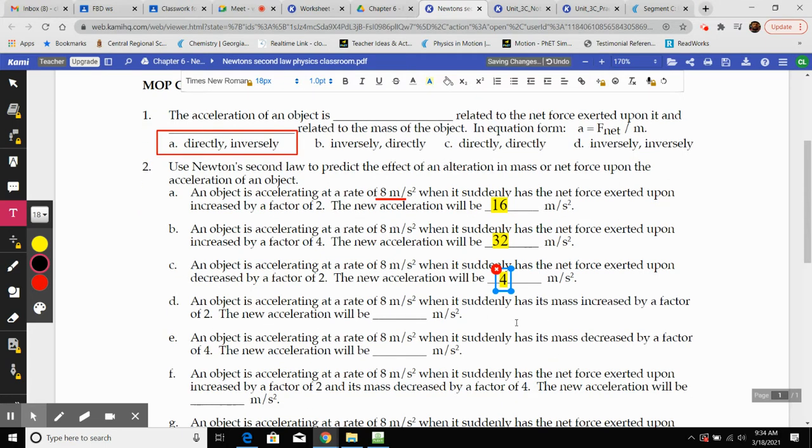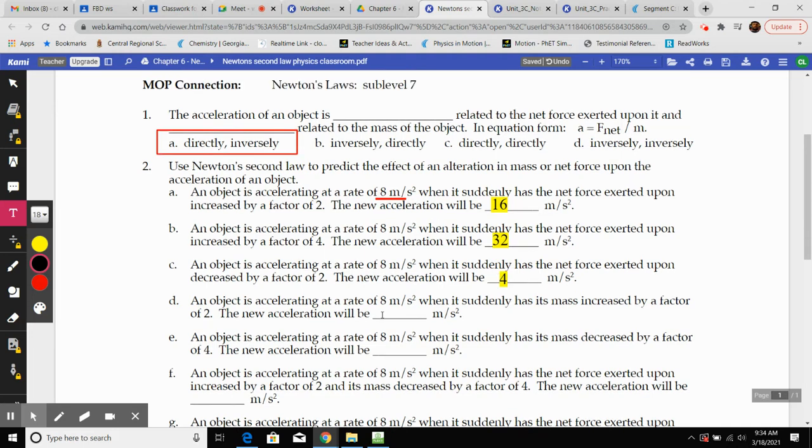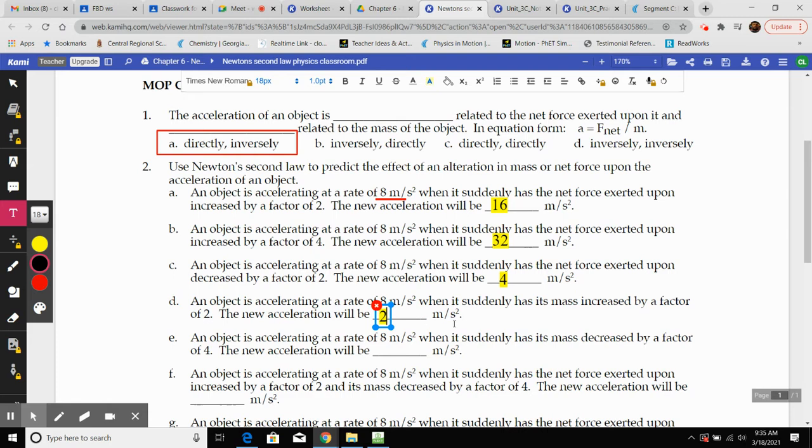Okay, the next one. Now the next one's talk about mass. So whatever happened to the net force, the same thing happened to the acceleration. Mass is like the opposite. Acceleration and mass are the opposite. So if mass increases, instead of multiplying by 2, we divide by 2. Okay, so acceleration was 8, mass increased by 2. So since it's on the bottom, we're going to divide by 2.